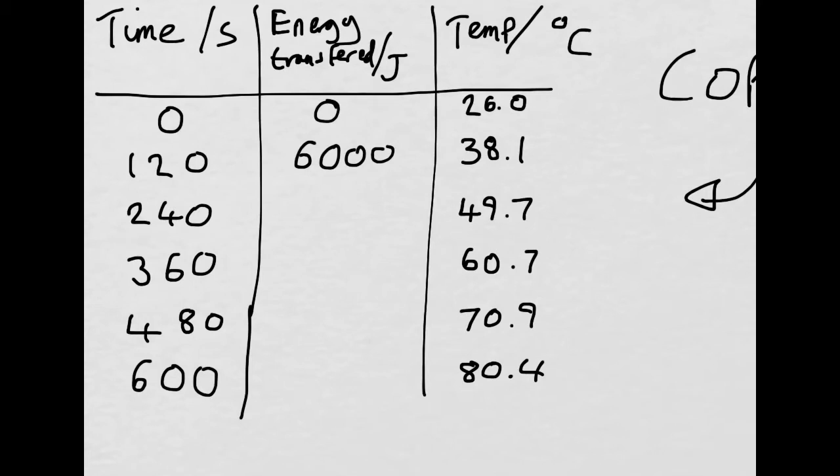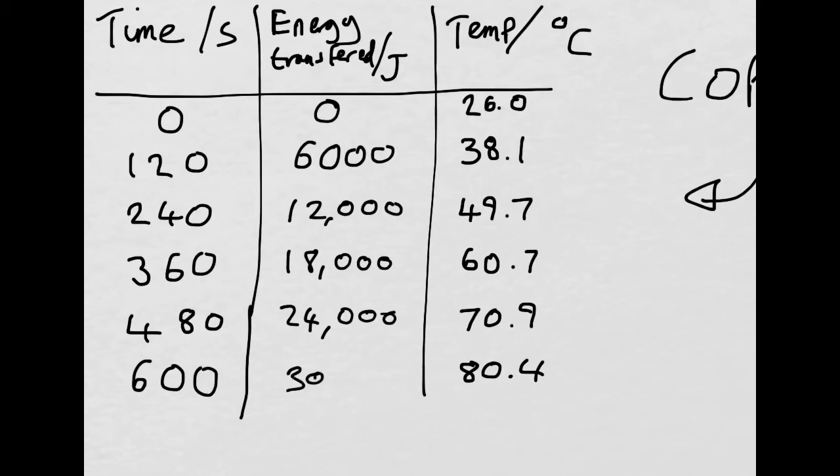And then we do the same again. So 240. This time we're going to times it by 50 again. We get 12,000. Okay, and you can see that it's just going to go up every 2 minutes. We transfer about 6,000 joules in. So let's just keep going up. So this is going to be 18,000. This is going to be 24,000. And this is going to be 30,000. Okay, so we've thrown 30 kilojoules, or 30,000 joules, into the block and caused its temperature to increase to 80.4 degrees.